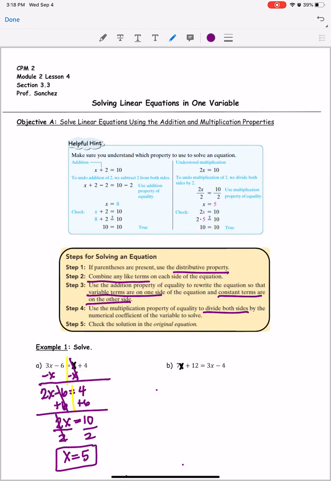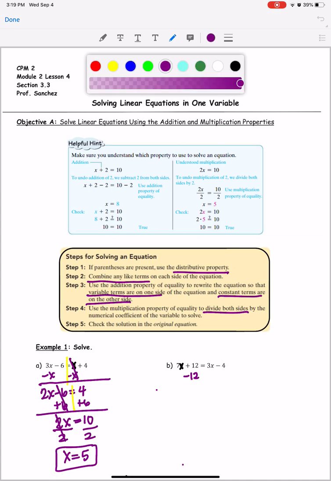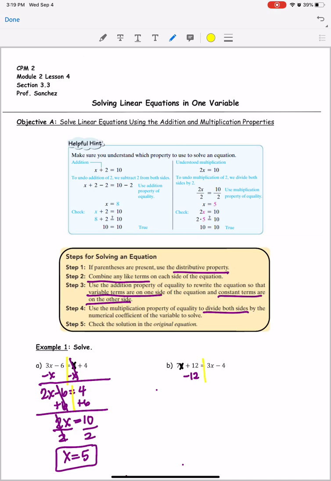It does not matter. If we want to do variable over here and number over here, which for the most part I recommend, that means I need my 12 over here to this side. So the opposite of plus 12 is to subtract 12. And what I do to one side of this equation, I've got to do to the other side of this equation.